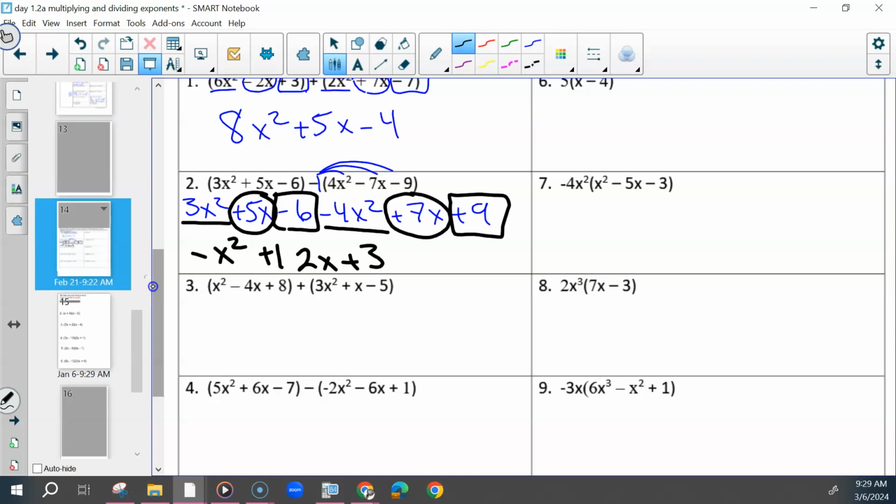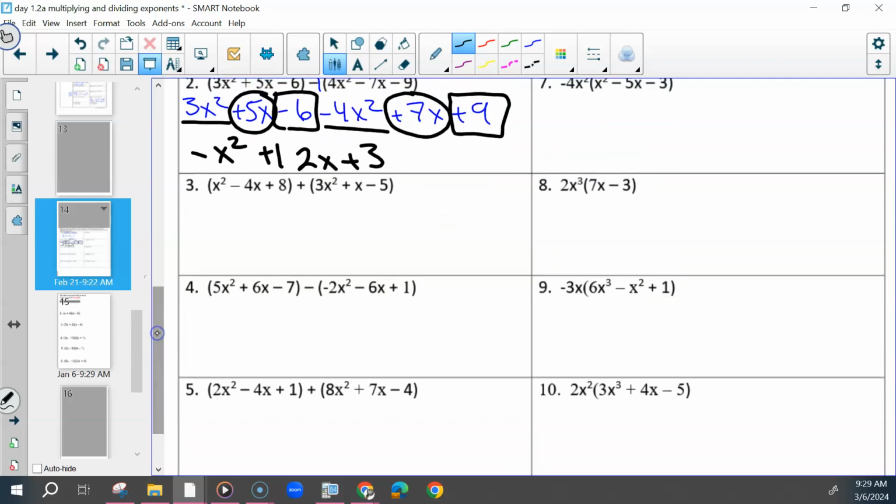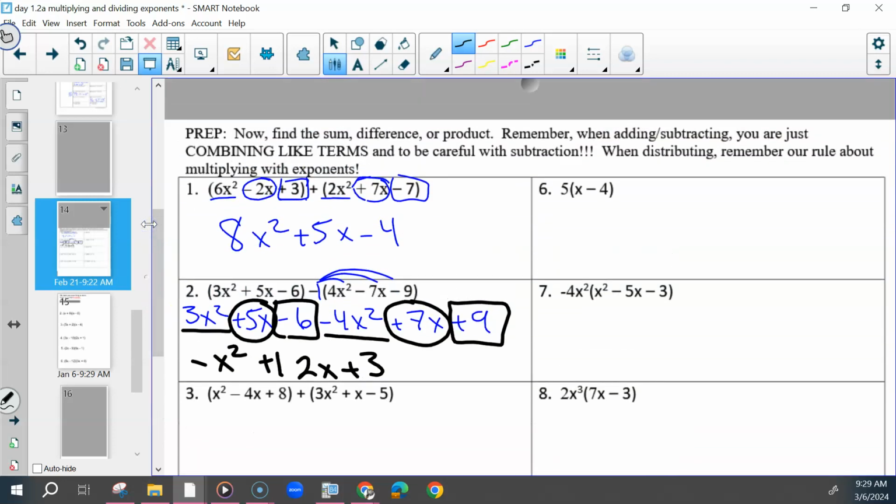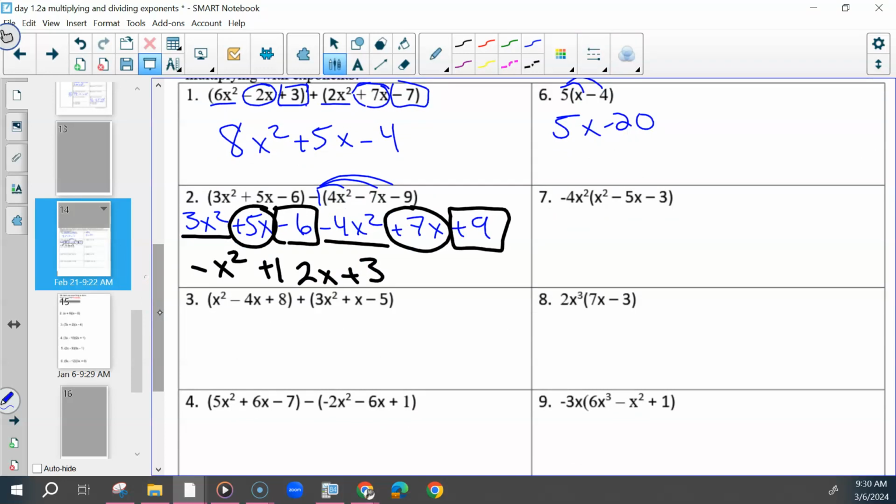Do we have questions on how either adding or subtracting polynomials works? On just the left side, 3, 4, or 5, are there any of those we want to see, go over, have questions about? Okay, let's do the right side then. So if I just had a number outside parentheses like number 6, 5 times x minus 4, what would I do? Just distribute the 5, and then what would that be? 5x minus 1.